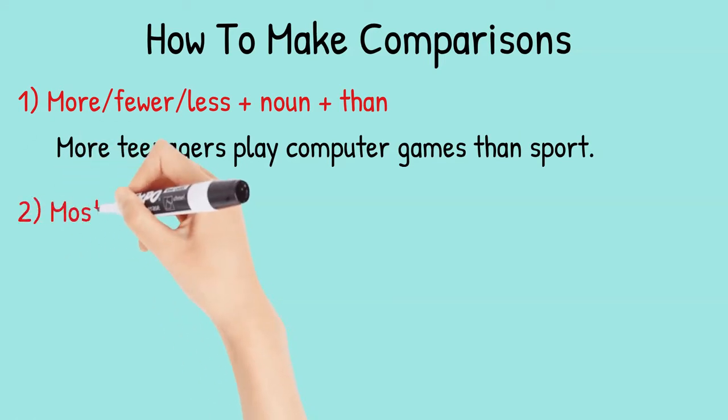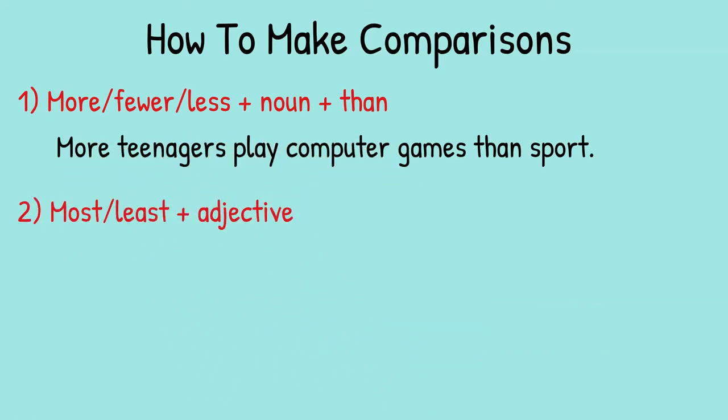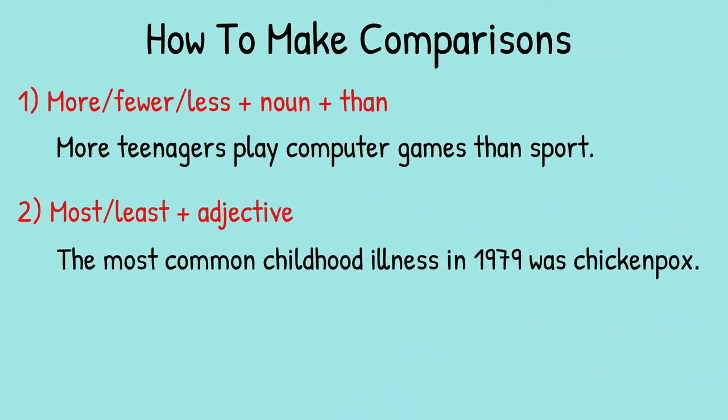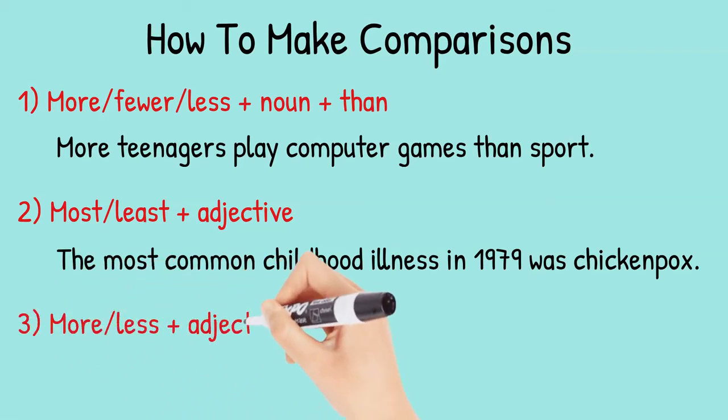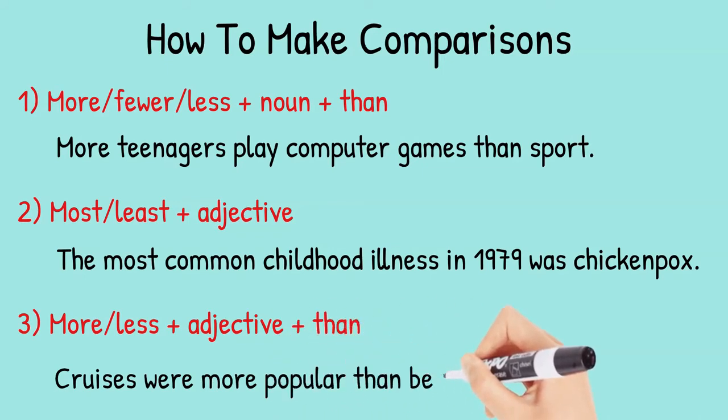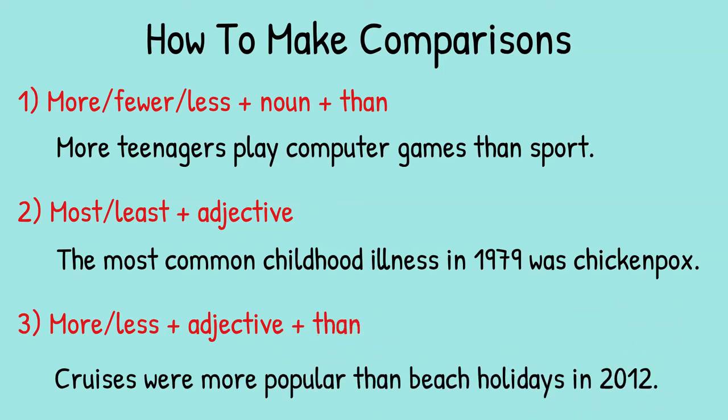Next structure could be most or least plus an adjective. For example, the most common childhood illness in 1979 was chickenpox. The next structure is more or less plus an adjective plus than. For example, cruises were more popular than beach holidays in 2012.